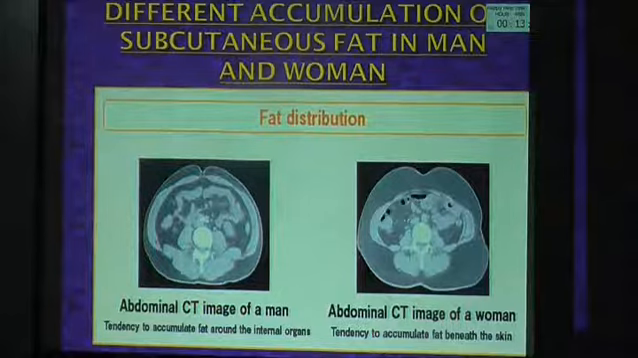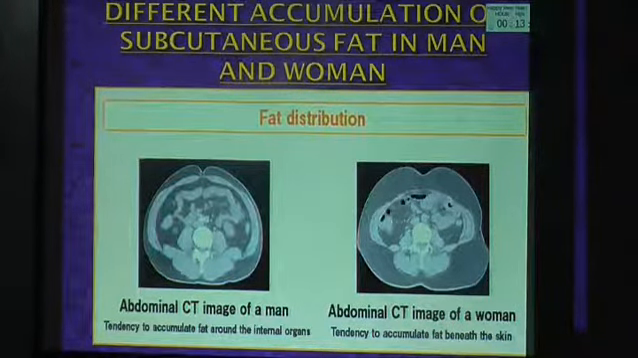This is a CT scan slide showing the distribution of subcutaneous fat in men and women. Okay, so if you see the woman, more. So generally 70% of the total body fat is subcutaneous fat in a woman, and only 30% is visceral.